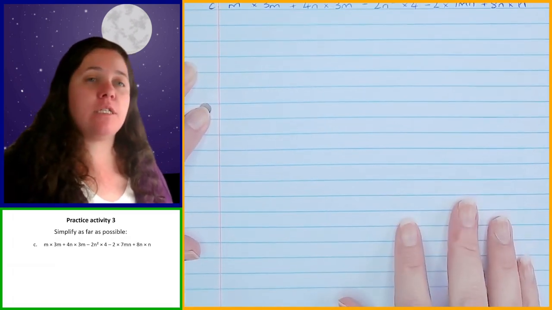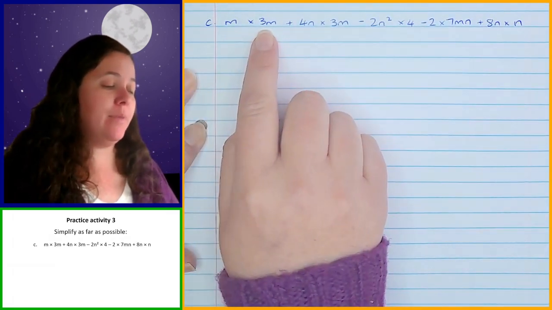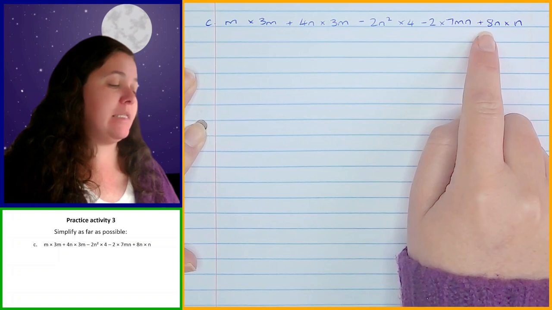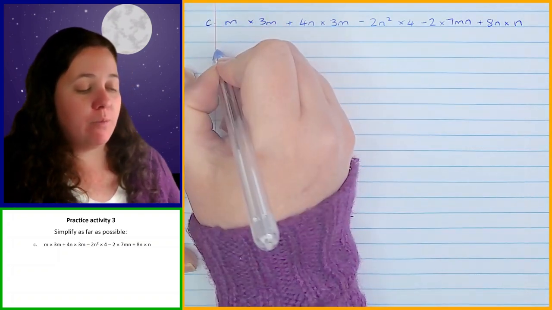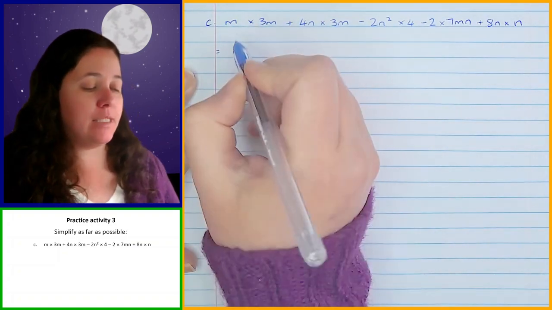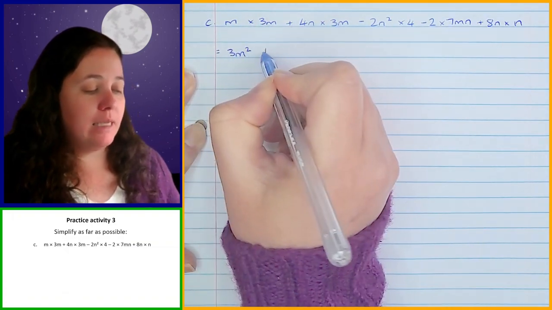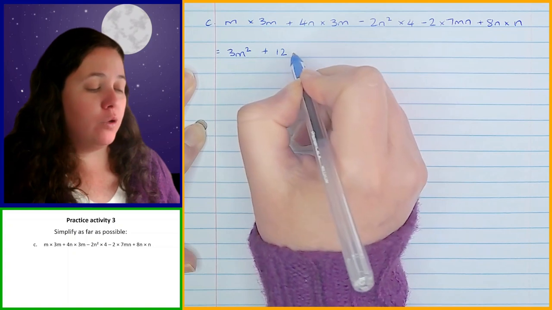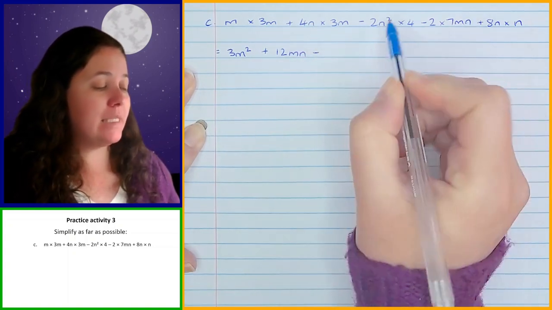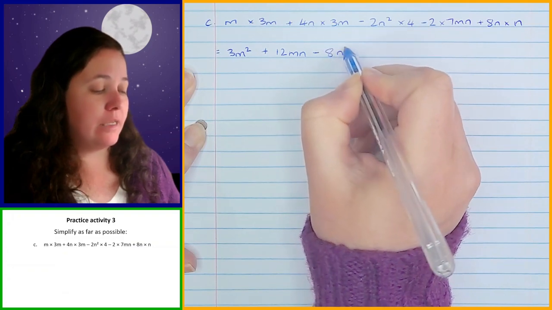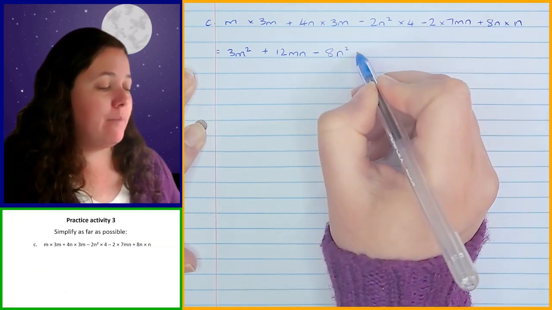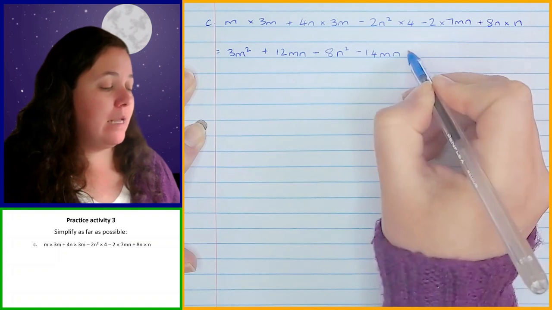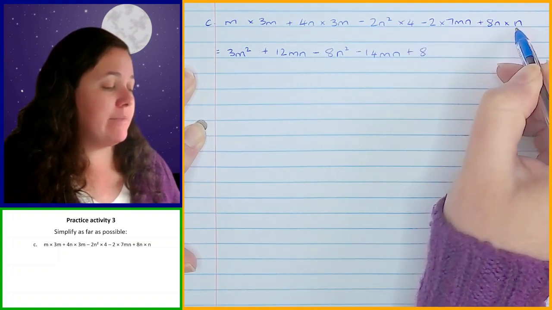So first, I've got my question, which is m times 3m plus 4n times 3m minus 2n squared times 4 minus 2 times 7mn plus 8n times n. So the first thing I need to do is multiply within my term. So I've got m times 3m is 3m squared plus 4 times 3 is 12. And then I've got n and m. I'm going to put them in alphabetical order, so it's going to be mn. Minus 2 times 4 is 8, n squared. There are no other variables there. Then minus 2 times 7 is 14, mn. And then plus 8, n times n is n squared.